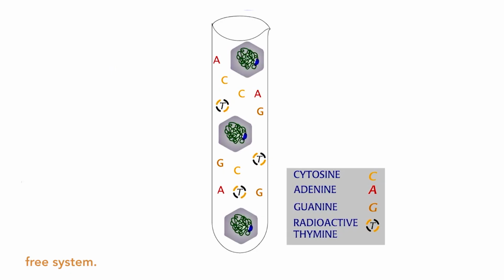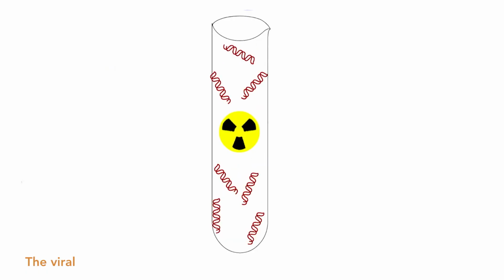To figure this all out, they stripped the virus of its outer coat and used the inner core in a cell-free system. They added all the nucleotides. Thymine was the radioactive tracer. The viral components in this cell-free system produced radioactive DNA. They added RNase, and they knew the radioactive product was DNA because it was not affected by RNase. But the product was destroyed by the enzyme DNase.